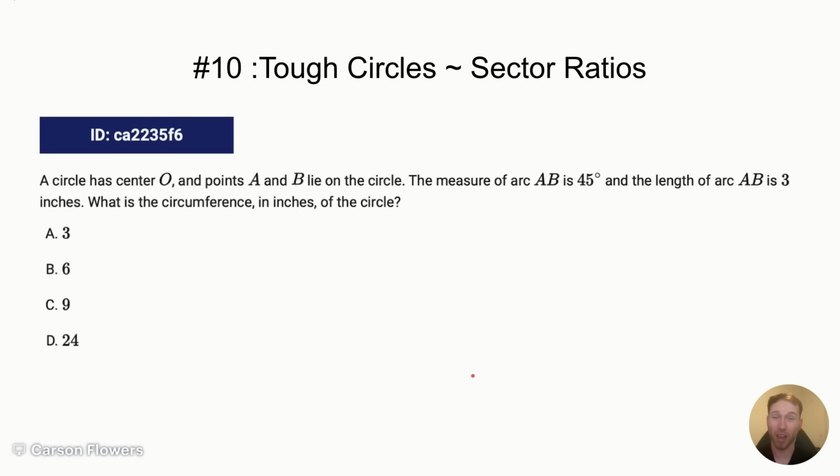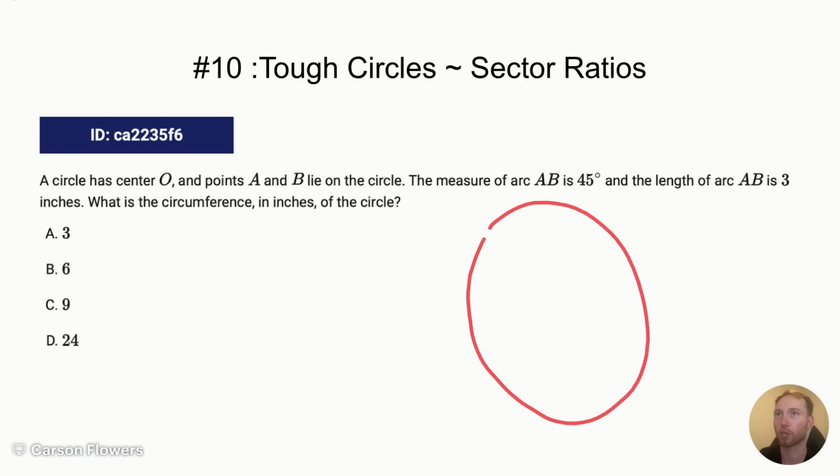My 10th and final prediction is that you're going to get a tough circle problem, and I think it's going to be testing the sector ratios. Here's what they are, and here's how to solve this problem. First, I'm going to draw a circle and show you the different parts of it. If you don't know what the sector ratios are, you need to know what a sector is in order to solve these.